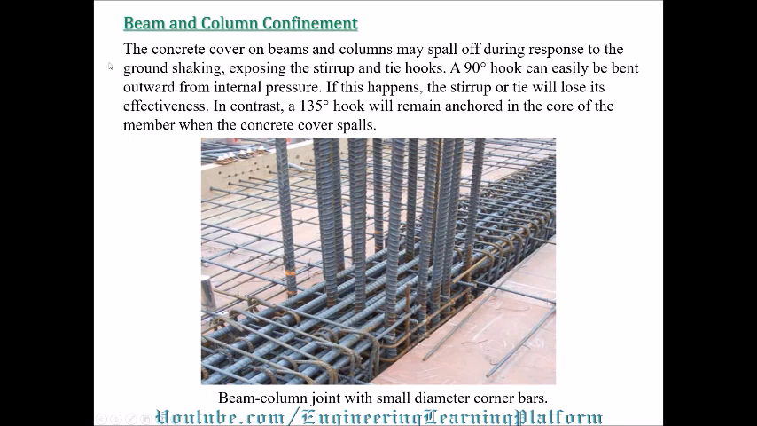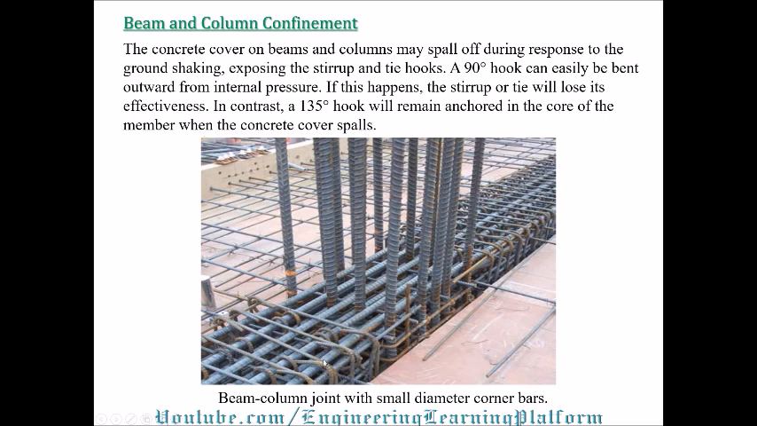Beam and column confinement. The concrete cover on the beam and column may fall off during response to ground shaking, exposing the stirrup and tie hooks. A 90-degree hook can easily be bent outward from the internal pressure. If this happens, the stirrup or tie will lose its effectiveness. In contrast, a 135-degree hook will remain anchored to the core of the member when concrete spalls.